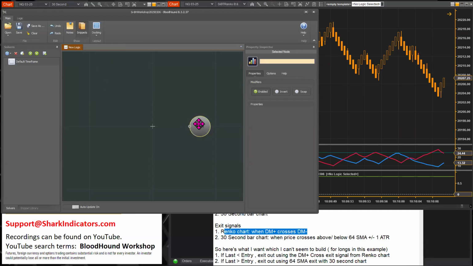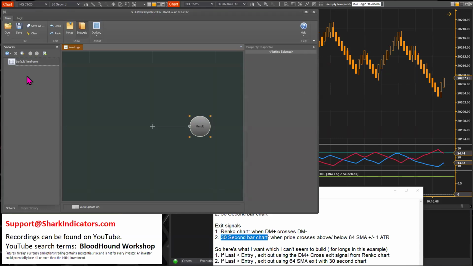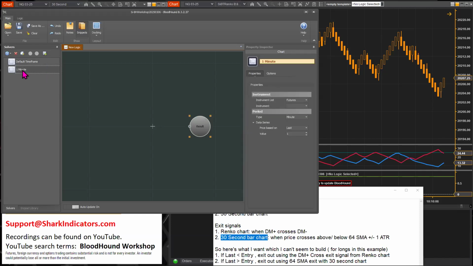All right, I do need to add a 30-second chart here to Bloodhound. So I'll do that first. Over here on the solvers panel, there is an add chart button. So we can click that. There we go. Now we can see the secondary time frame pops up. And then over here on the right panel, we can set that actual time frame.